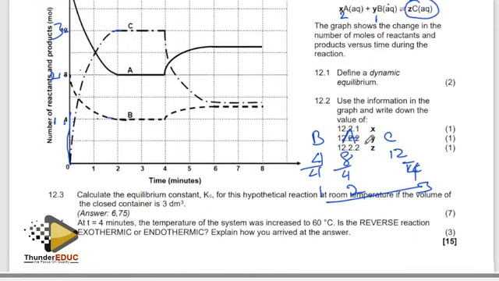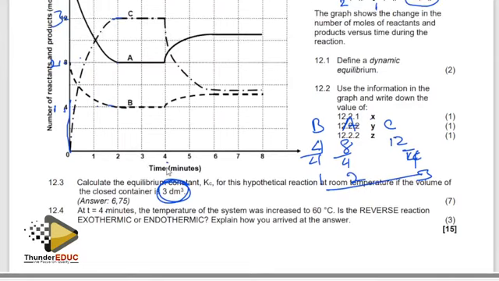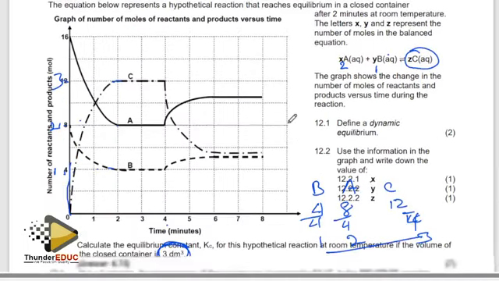Then after that, they ask you about the constant hypothetical volume closed system. So now you have the volume. This is the one which we use to divide at 4 minutes. At 4 minutes here, the temperature of the system increased to 60. When you increase the temperature, what does it mean? Does it favor the reverse reaction or the forward reaction? You have to first identify whether this reaction was exothermic or endothermic.